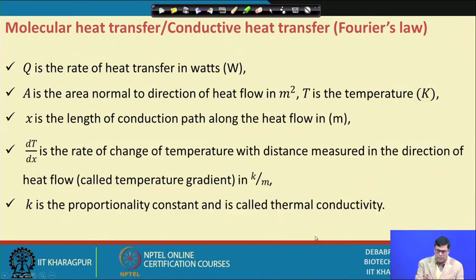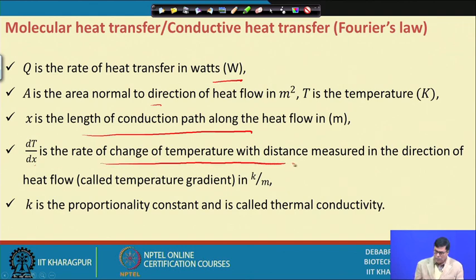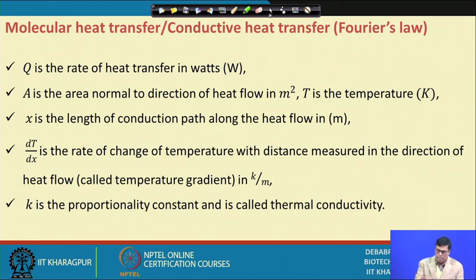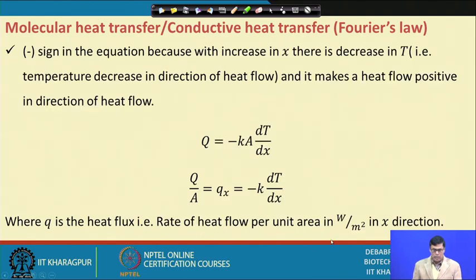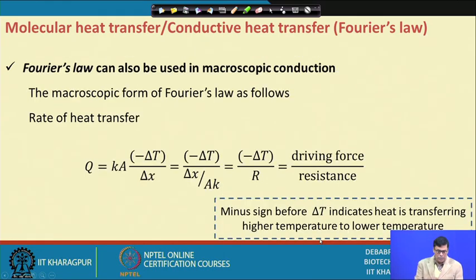Now Q is the heat transfer, A is the area, x is the length of the conductive path, dT by dx is the rate of change of temperature with distance measured in the direction of the heat flow, and k is the proportionality constant. So we can write Q by A equal to k dT by dx.